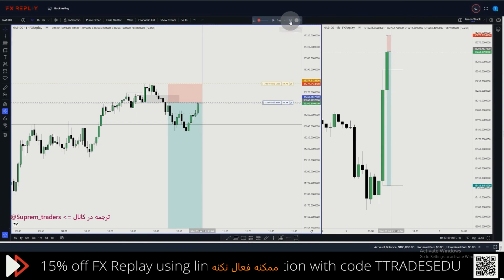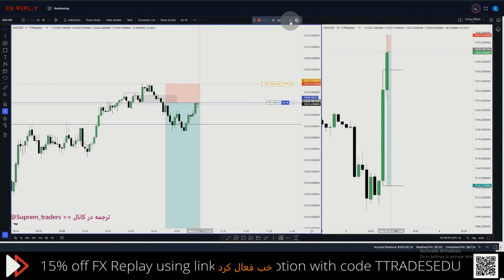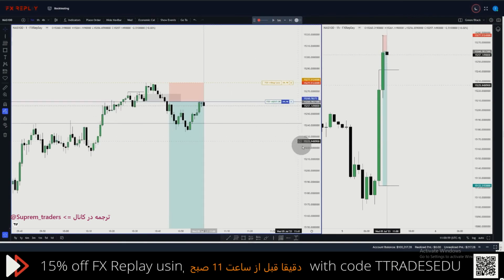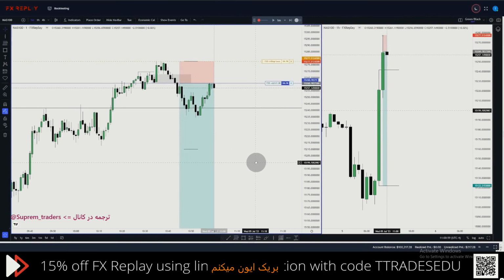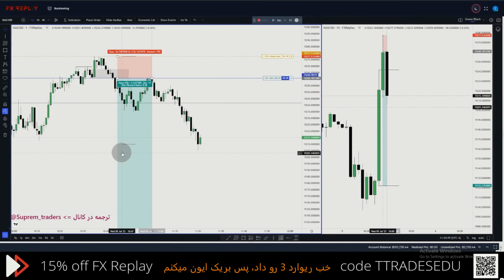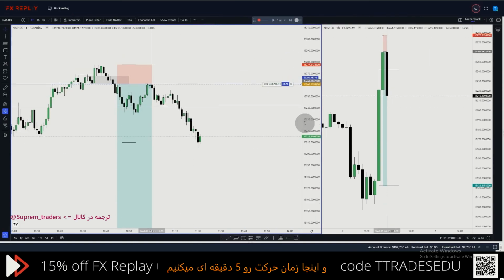This one might miss us. Oh, we got tagged in right before 11 a.m. So let's see what happens. And what I did in back testing was once this hits 3R, I will move my stop to break even. So we just hit our 3R there. So I'm gonna grab my stop loss, put it at break even.